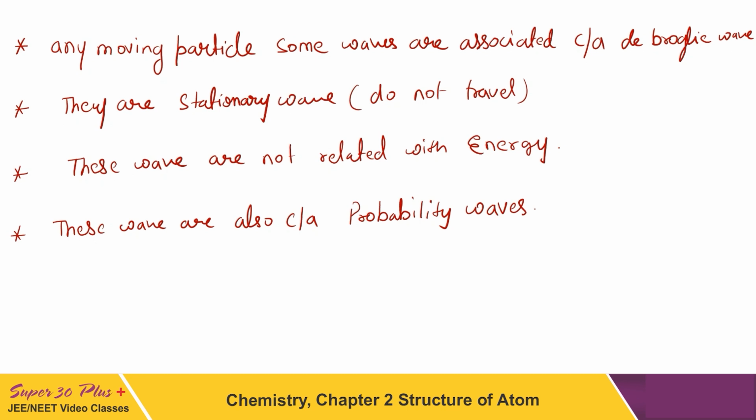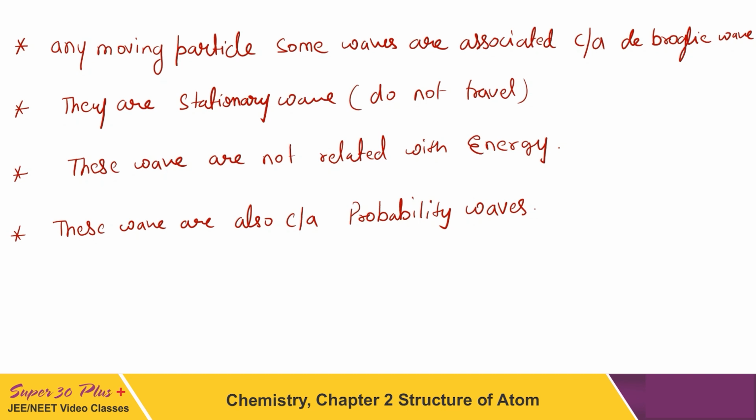Similarly, in any given space, suppose you see some de-Broglie waves there. They simply represent the presence of some moving particle there. So there is always a probability of finding a particle when de-Broglie waves are there, so they are also called probability waves. Right, students?